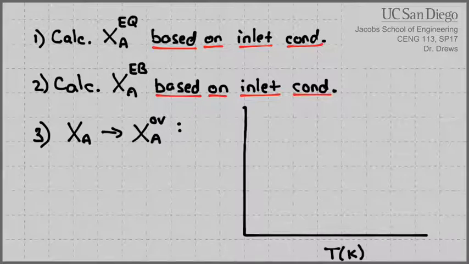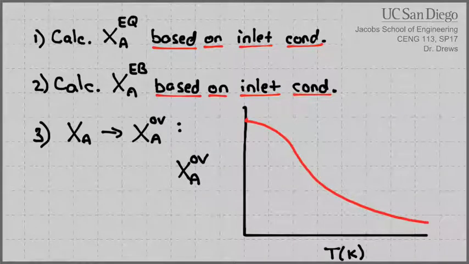So we're going to put temperature here. It's going to look somewhat similar to the one that we just had a moment ago, but instead of XA, we're going to talk about XA overall. If we do these 2 dirty tricks, we're going to first add XAEQ onto this plot, and it's never going to change. Okay, so that is XAEQ. Just remember, it's based on the inlet condition.